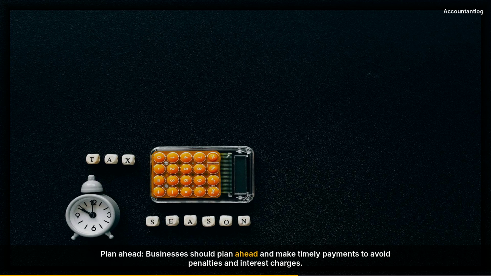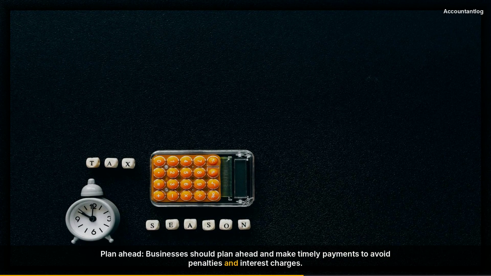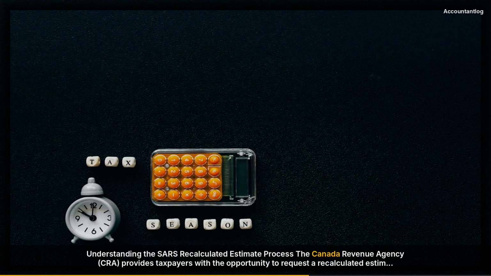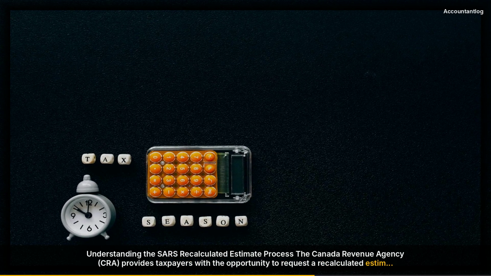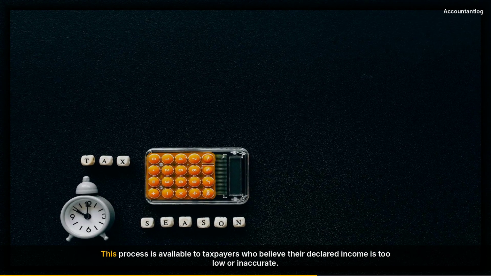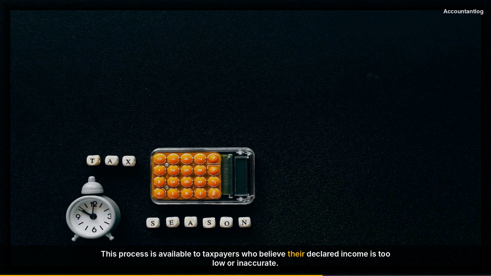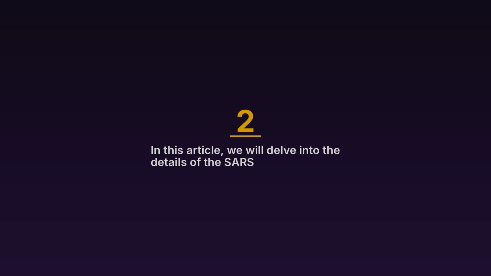Keep accurate records. Businesses should keep accurate records of their income and expenses to ensure they are making the correct provisional tax payments. Consult a tax professional. Businesses should consult a tax professional to ensure they are meeting their tax obligations. Plan ahead. Businesses should plan ahead and make timely payments to avoid penalties and interest charges.